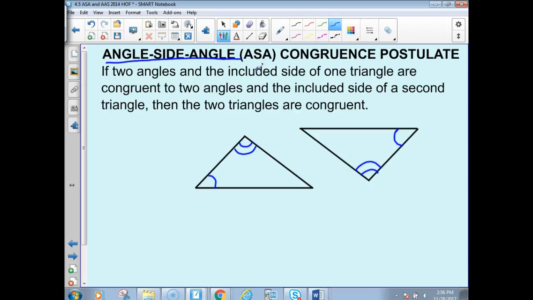Now, I want it to be an angle, side, angle. So there's a specific place I need to mark the sides. Where would it have to be? The side that is a segment which is between, or included between, the angles. So that would be here on this triangle and over here on that triangle. Okay, now that represents ASA.